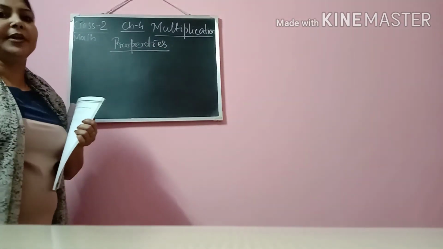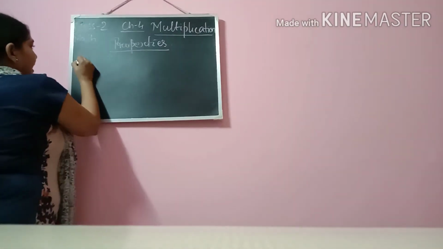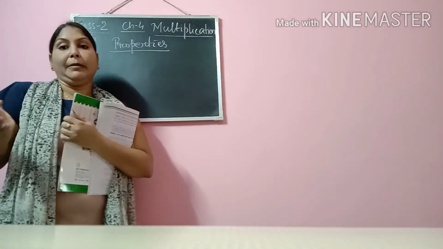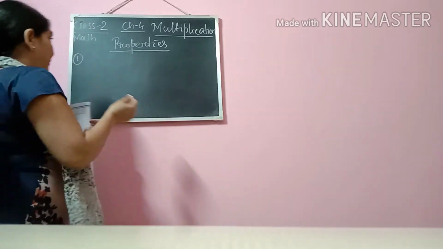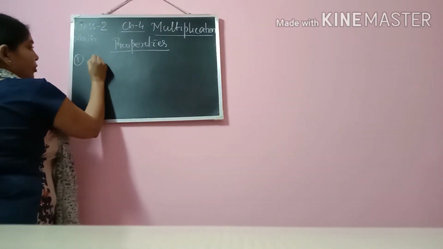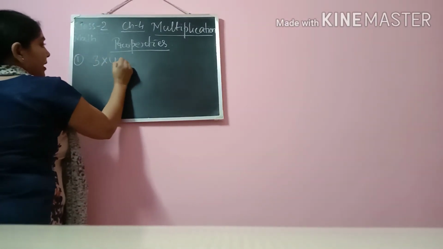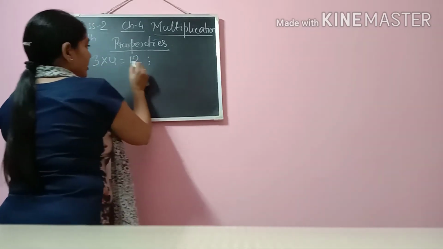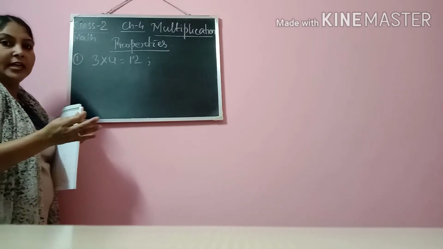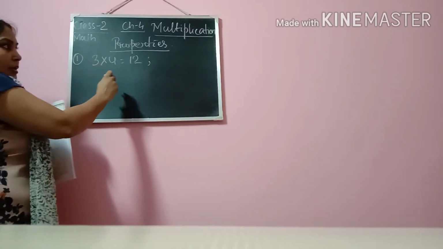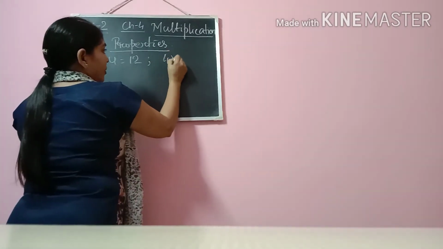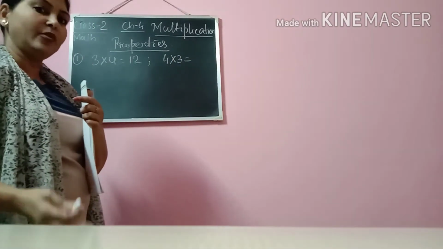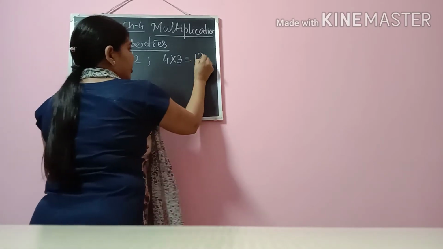Now the first property of multiplication says, whenever you multiply any two numbers, for example, 3 into 4 is equal to 12. And if you just change the order of these two numbers, like 4 into 3, will the answer change? The product will change? It will not change. So it will also remain the same.